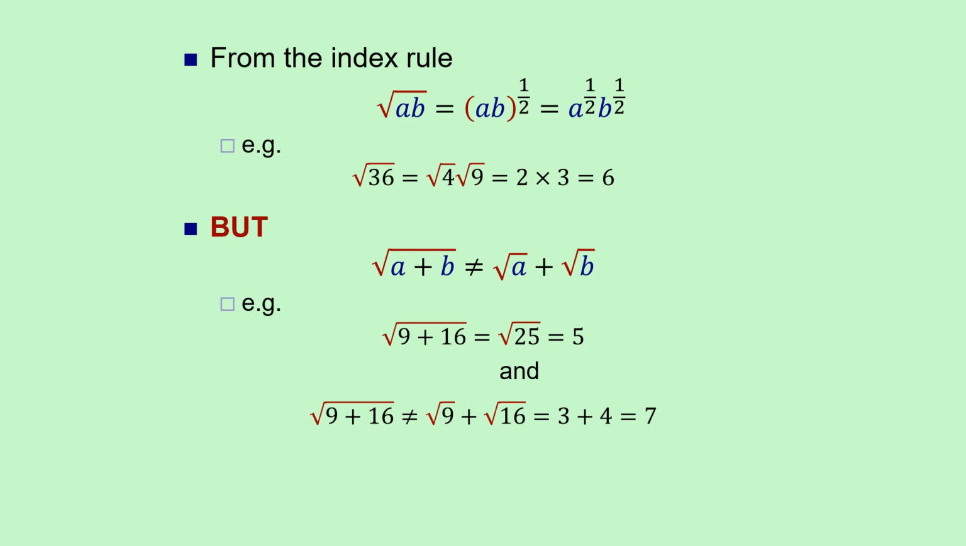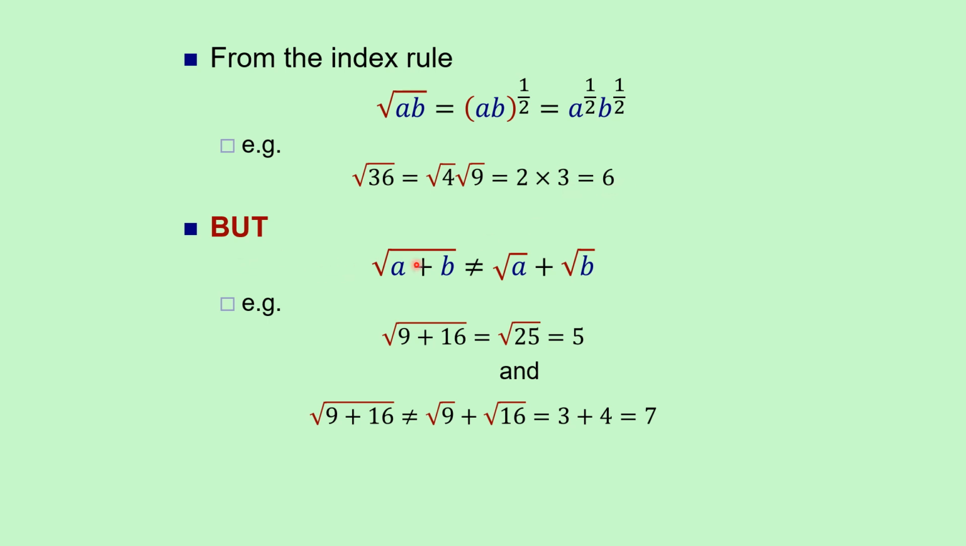Okay, from the index rule, you can see that the square root of a times b is equal to (ab) to the power of half, or you can separate it like this: a to the power of half times b to the power of half. Example, for this situation, you have the square root of 36 and you can expand 36 as 4 times 9. So you can separate it into two square roots: square root of 4 times square root of 9. So you will get 2 times 3, so it's equal to 6.